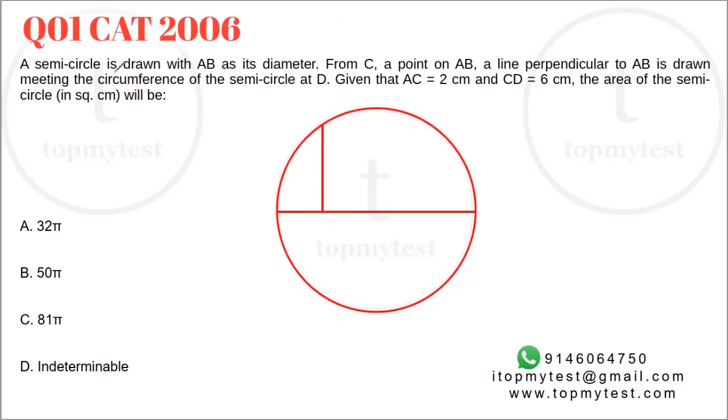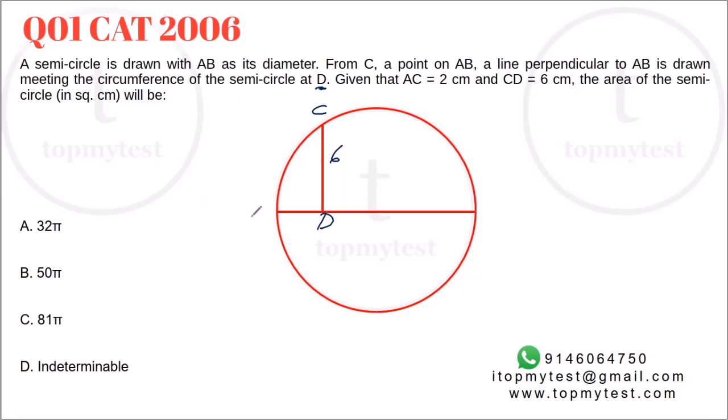Let's see what this is. A semicircle is drawn with AB as its diameter. From C, a point on AB, a line perpendicular to AB is drawn, meeting the circumference of the circle at D. So this is C, this is D. Given that AC is equal to 2 and CD is equal to 6, the area of the semicircle will be how much?